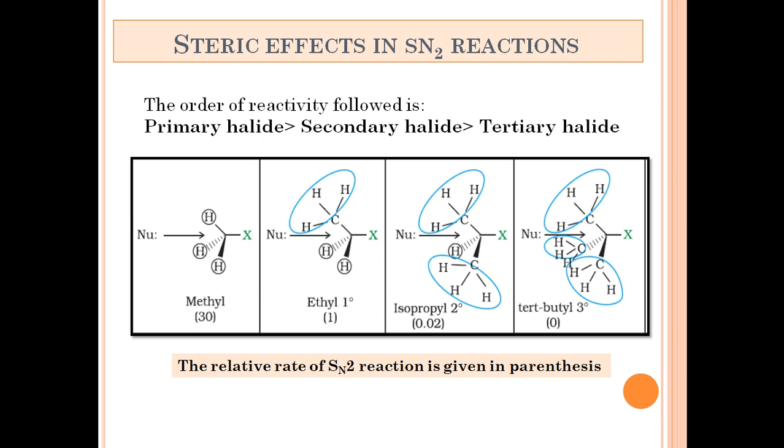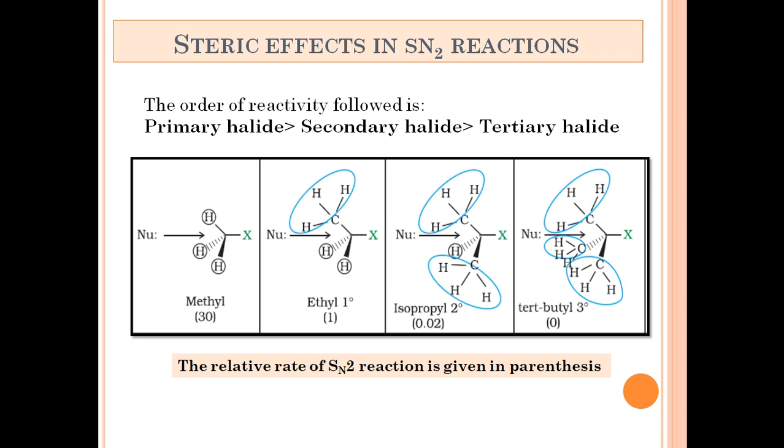Steric effect in SN2 reaction. This diagram is also very important. It will help you to arrange the different halides in the order of their reactivity. The order of reactivity is primary halide greater than secondary halide and then tertiary halide. So, by observing this diagram and understanding this, you are able to give the answer why primary halides are more reactive than secondary halides, which are more reactive than tertiary halides.